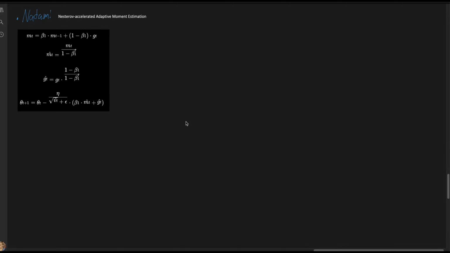So NADAM, or Nesterov-accelerated adaptive moment estimation, combines the benefits of Nesterov-accelerated gradient and the Adam optimizer. So we have Adam and Nesterov accelerated gradient.